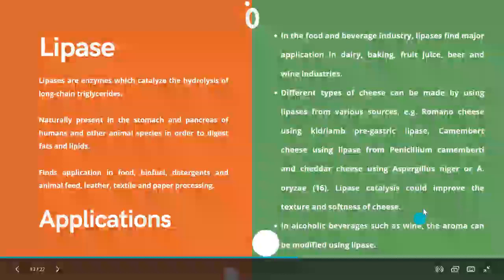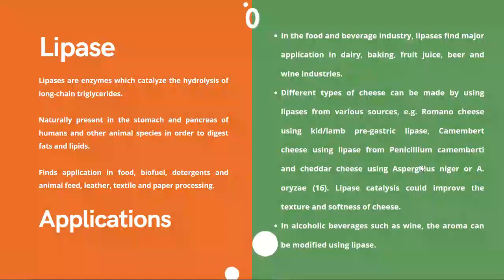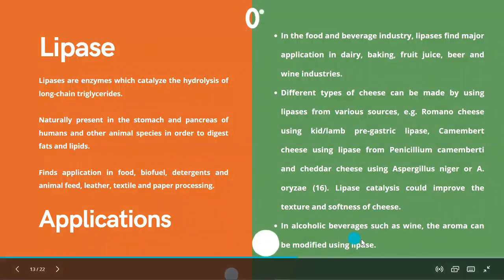Coming to the second application, it is also used in alcoholic beverages like wine. The aroma can be modified using lipases. If any one of you has had wine, since wine is really good for your heart, right? The taste of that wine, the smell of that wine, the aroma, the fruity smell that comes from the wine whenever you open a bottle of fresh wine, is majorly because of lipase. So in the wine industry, the texture and aroma can be varied significantly using different kinds of lipases.